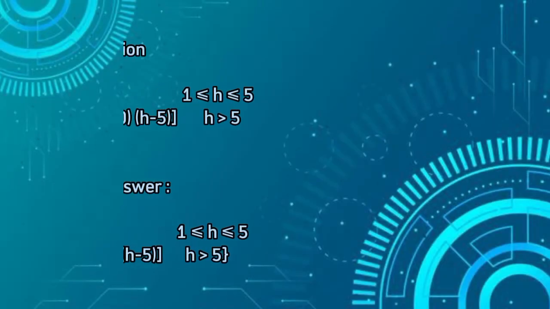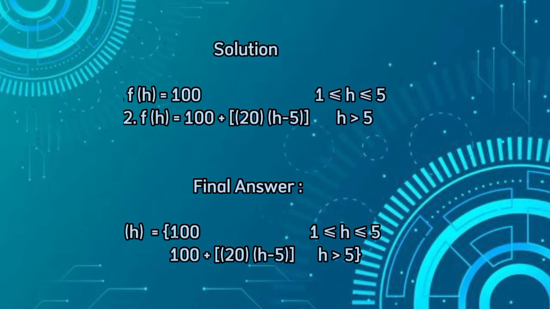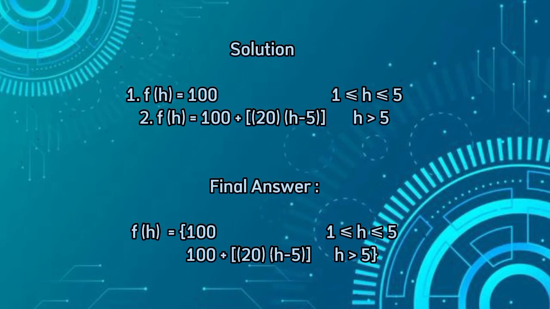For solution number 1, the function of h is equal to 100 pesos when 1 is less than or equal to h, less than or equal to 5 class hours. For number 2, the function of h is equal to 100 pesos plus the product of 20 times h minus 5, only if h is more than 5 class hours. How much should Alice give Shane during Mondays, Wednesdays, and Fridays, if her school hours are from 7 a.m. to 1 p.m.?